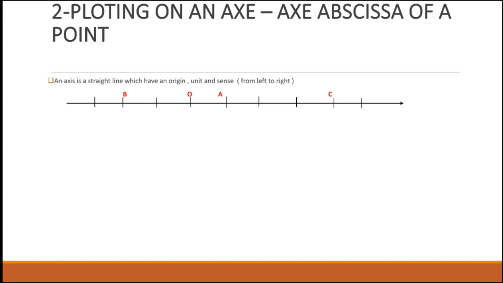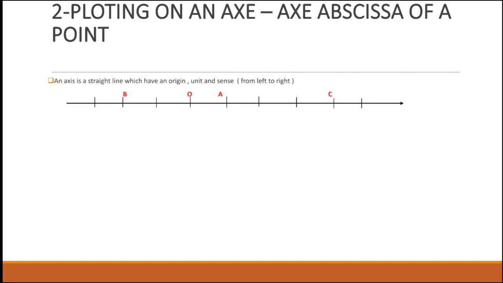Now to plot on an axis of abscissa. What is an axis of abscissa? It's a straight line which has an origin mainly named O, a unit, and a sense. Between each dash and the next dash, the distance is the same. Sense means from left to right.